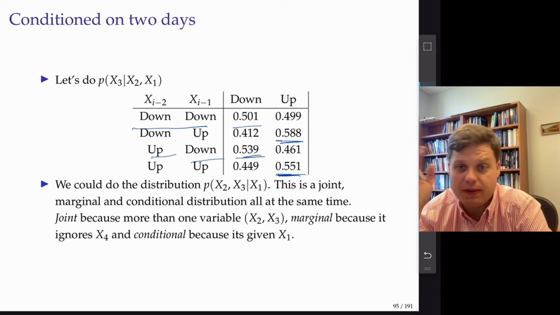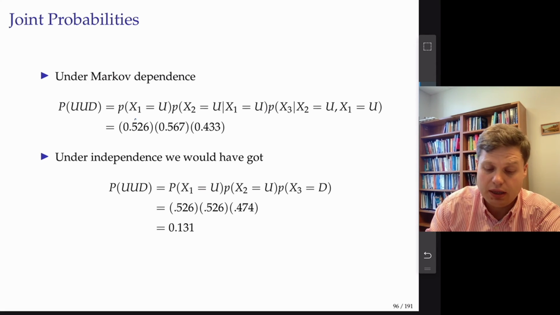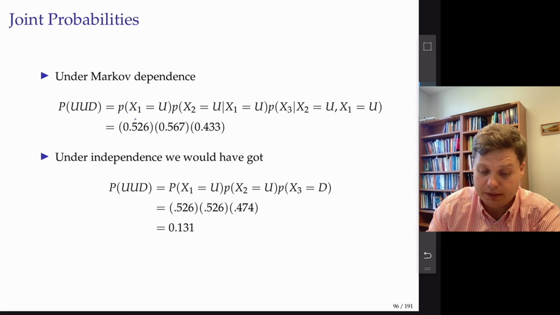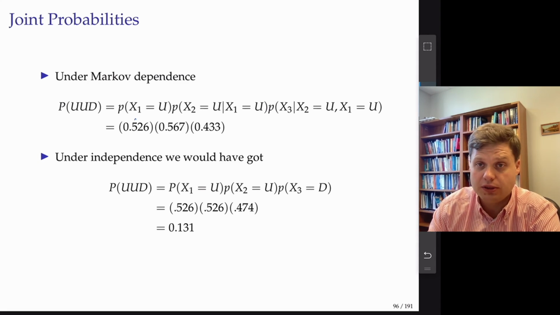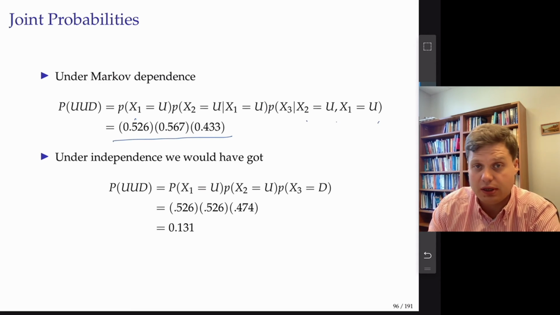Then we can write the distribution probability of x2 and x3 given x1, and this is a joint, marginal and conditional probability at the same time: joint because you have x2 and x3, two random variables; marginal because it ignores x4, so you have to integrate out x4; and conditional because you condition on x1. Okay, so let's look at the joint probability of up, up, down. It's the probability that the market is up on the first day, times the probability that the market is up on the second day given that on the first day it was up, and the probability of the market being down on the third day given that it was up the 2 days before. So under this assumption, we have those probabilities.